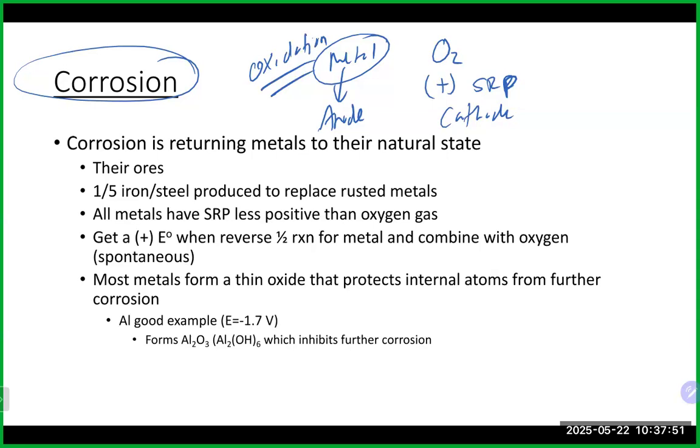Now, not all corrosion is necessarily a bad thing. Some corrosion can actually create a layer of corrosion over the metal. And what it can do in certain cases is protect the metal that's underneath from further corrosion and deterioration. Aluminum is an example of that. Aluminum will form this layer that will prevent further corrosion of the metal that's underneath.